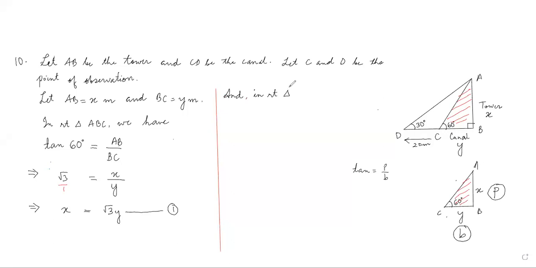In right triangle, I am talking about the complete triangle. Complete triangle means ABD.